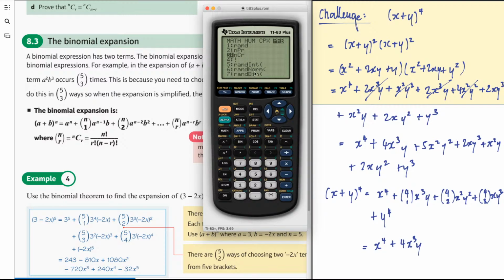If you have one of those ClassWiz calculators, you'll also have an NCR button somewhere on your calculator. So put in 4, then press that NCR button, then put 2, and 4 choose 2 is 6. So this is the number of ways of taking 2 objects from 4 things. That's what 4 choose 2 actually means. So I've got 6x squared y squared.